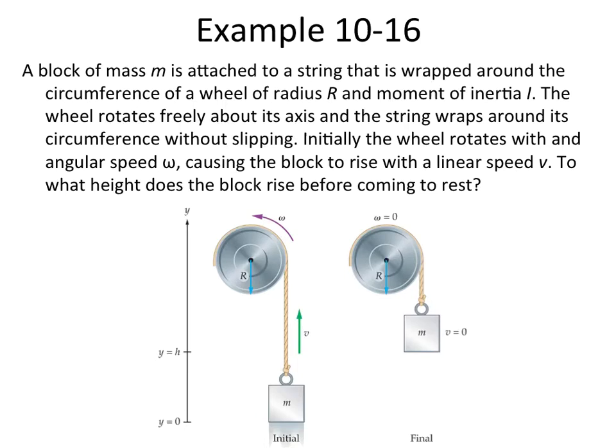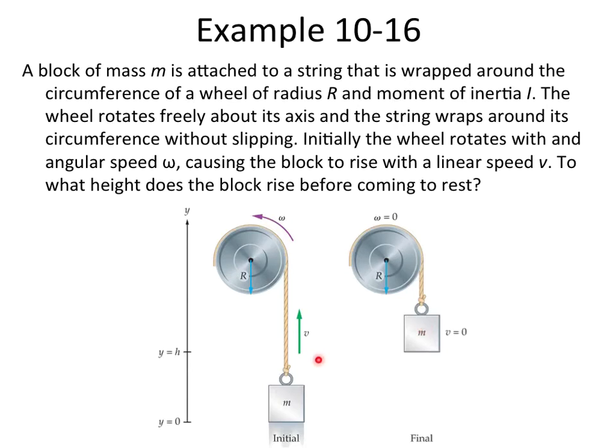We have a disk with radius r. It's got an initial angular velocity of omega, an initial linear velocity of v, and a block right here of mass m. So what's happening is initially this system is in motion. Think of it as being like a ball thrown up in the air. Initially it has velocity, but at the top it comes to rest because all that kinetic energy that it initially had gets turned into potential energy.